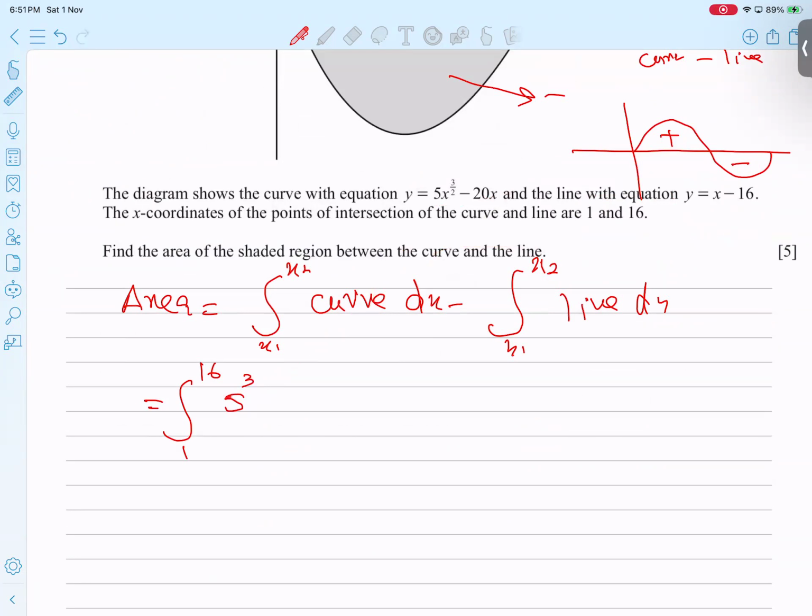So 5x to the power 3 by 2, sorry, this is x to the power 3 by 2, and negative 20x. One question a student may ask here: can we erase this integral sign and plug in a single integral sign? Yes, it is allowed. You can write it under one integral sign as well. But here I will do them separately. Both options are available.